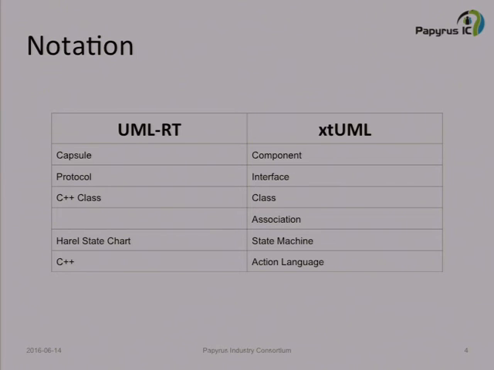The action language, the processing part of the notation, in Shlaer-Mellor is actually an action language, and in UML-RT it's C++, at least in the currently supported tools. The language could also be Java in a Java version of a UML-RT tool, but the distinction is that you will use your target language as the action language in a UML-RT model.